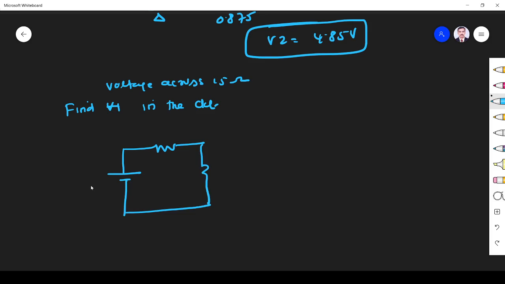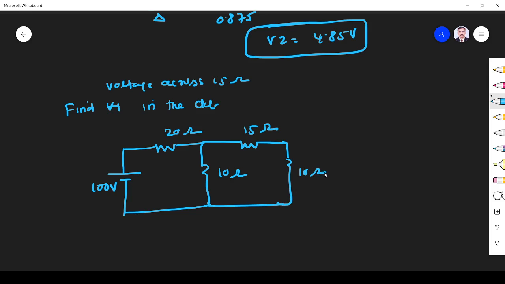So, the circuit is given like this. This is 100 volt, this is 20 ohm, 10 ohm, 15 ohm, 10 ohm, 10 ohm, 80 volt. Fine. So I have to find the voltage across this 15 ohm, so the voltage between these two nodes. Okay, so that's what I have to find.